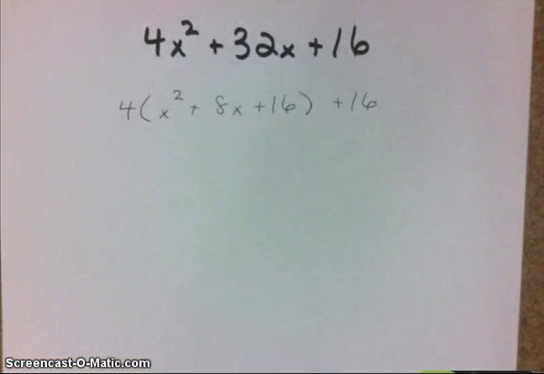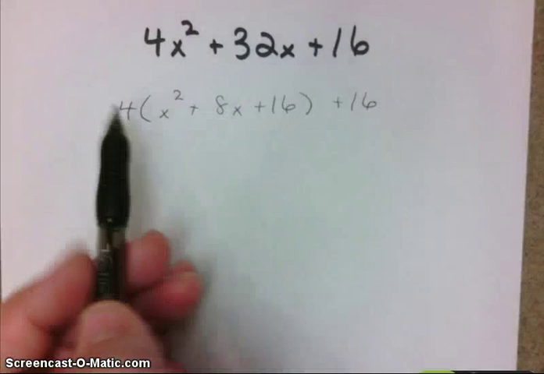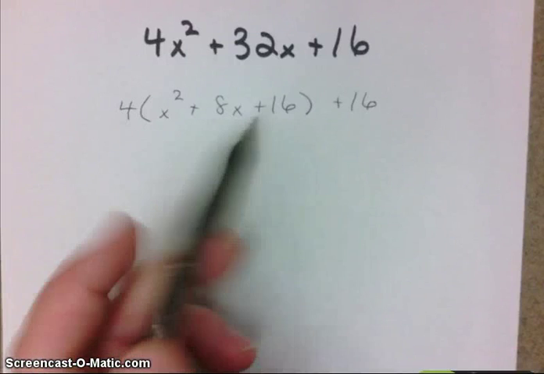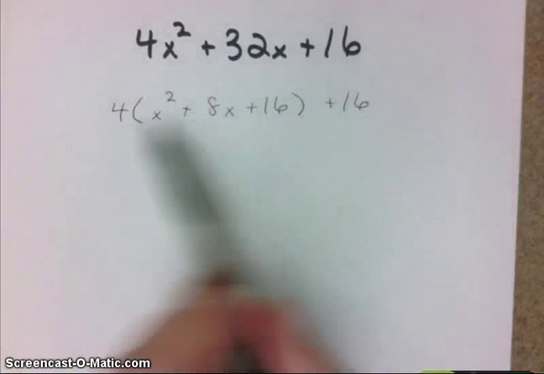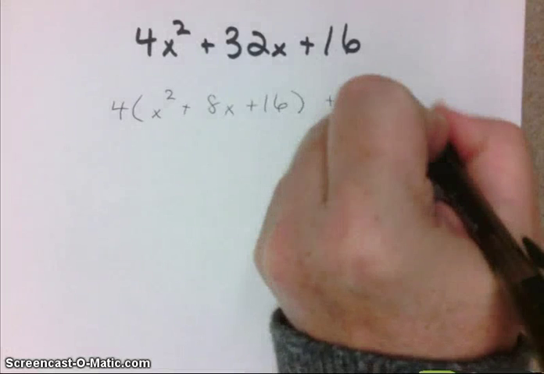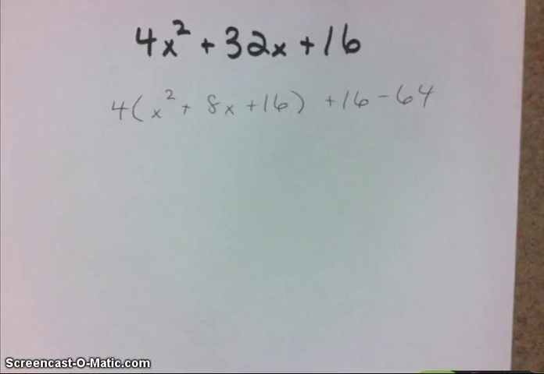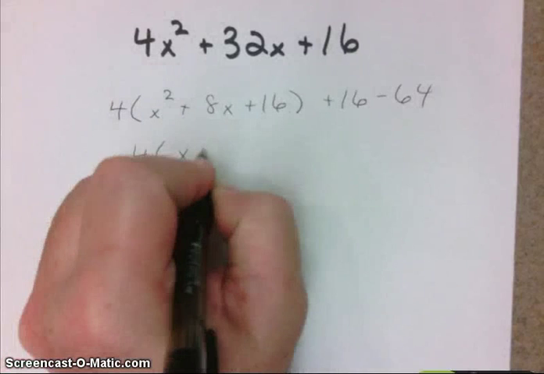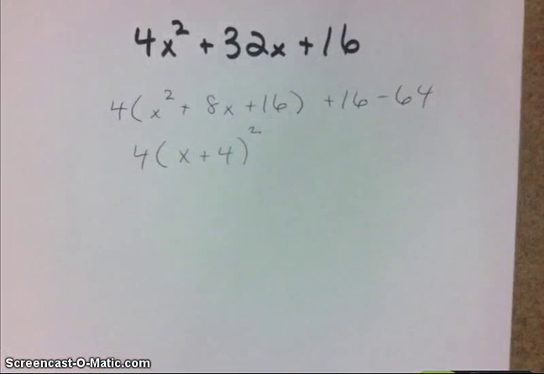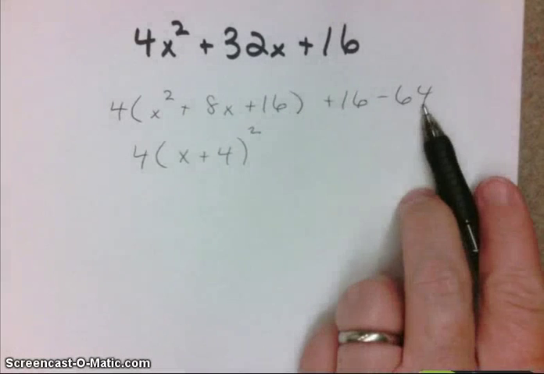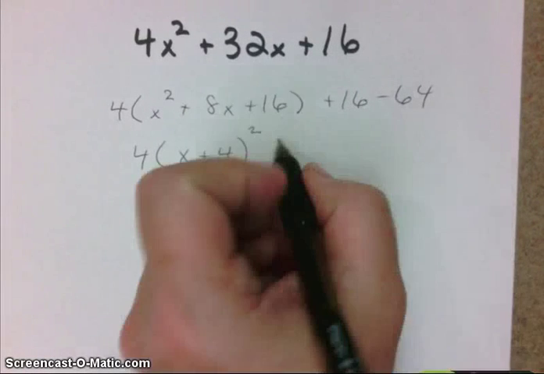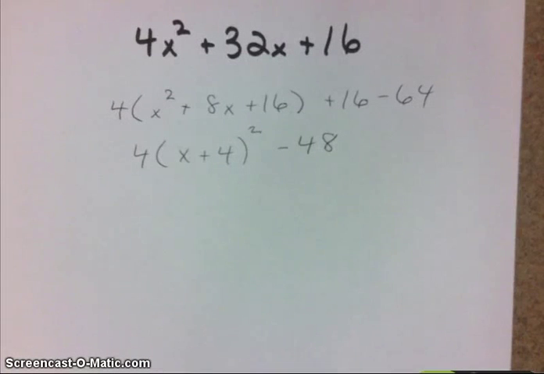But we didn't actually add 16. We added 4 times 16, which is 64, right? So now we need to subtract 64. So now we have 4 times (x plus 4) squared. Okay, hopefully you're getting comfortable with these. And we have a negative 64 and a positive 16, which is going to leave us with a negative 48.